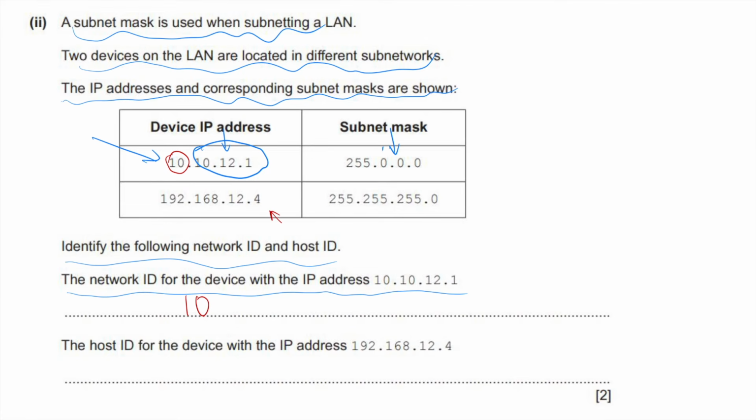Now the next question, the host ID for the device with IP address 192.168.12.4, is this right here. Now our subnet mask is actually quite small, which means that in the end, this is going to be our network ID, and this is going to be our host ID right here. So our host ID is just going to be 4.